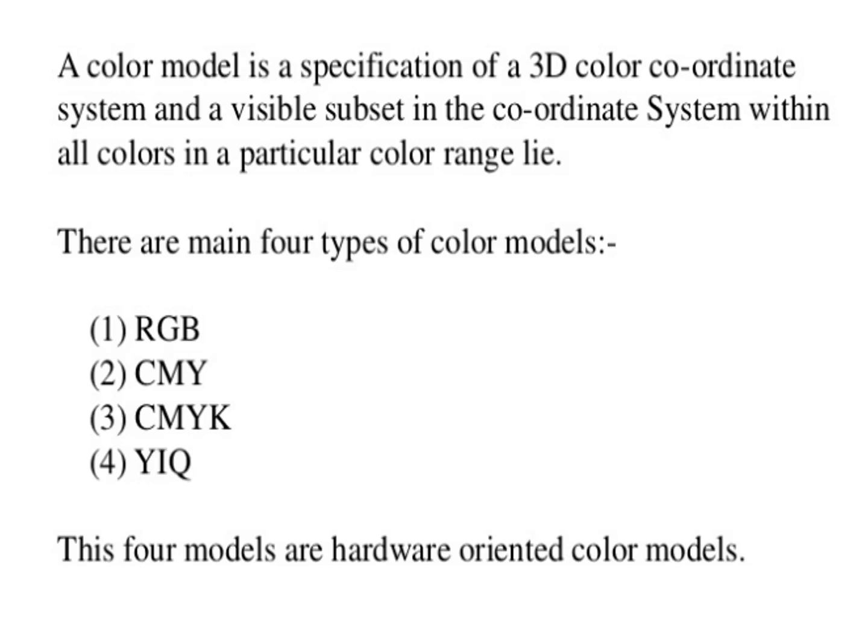A color model is a specification of a 3D color coordinate system and a visible subset in the coordinate system within which all colors in a particular color range lie. For example, the RGB color model is the unit cube subset of the 3D Cartesian coordinate system. The color model allows convenient specification of colors in the specific range, or gamut.